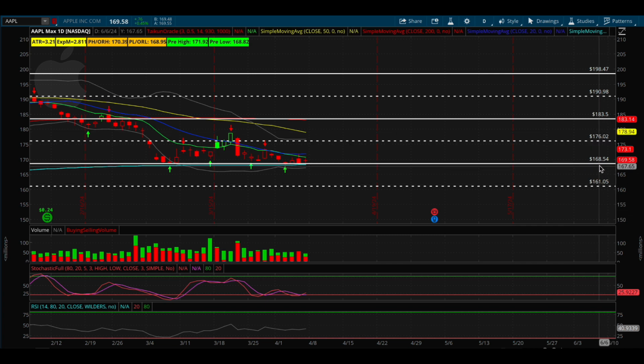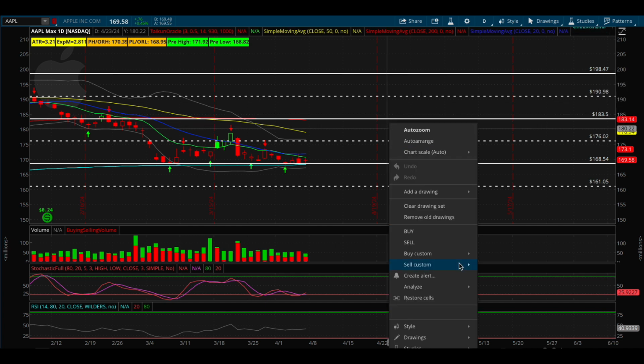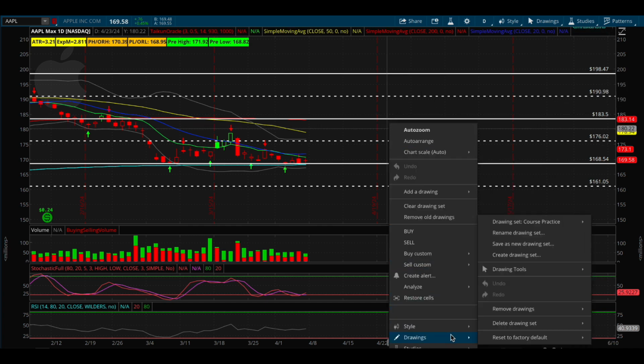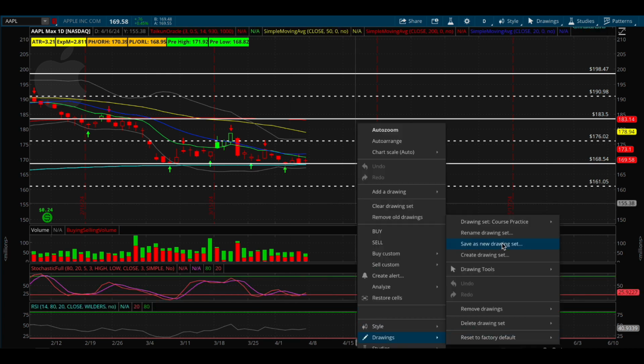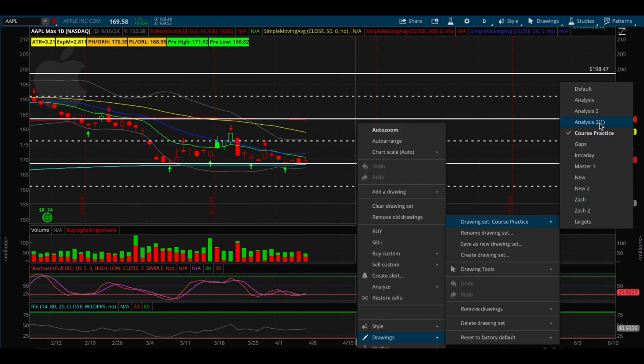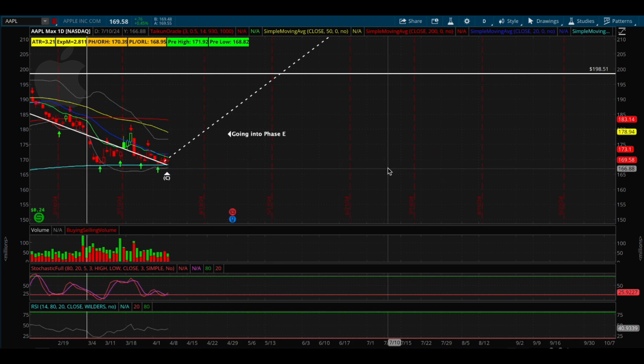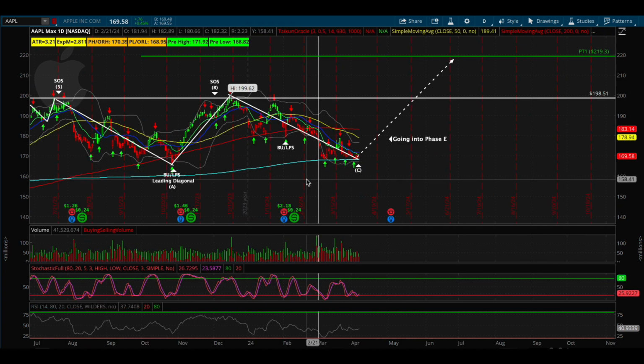Holding support at 168.54, you can bounce to 176.02. Those are my levels, and then you see the levels above that: 183.50, then 190.98, then 198.47. On another note, there's a bullish divergence right there, but we're also going to show you another bullish analysis, so let me zoom out.